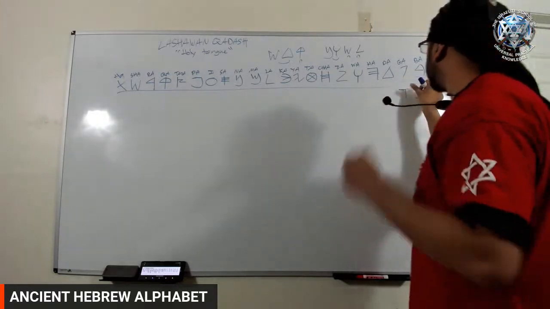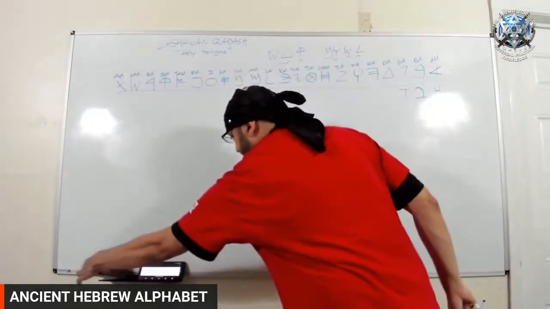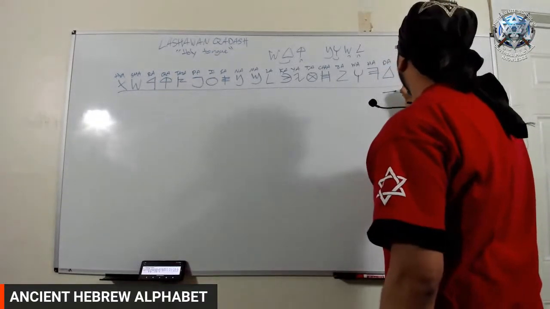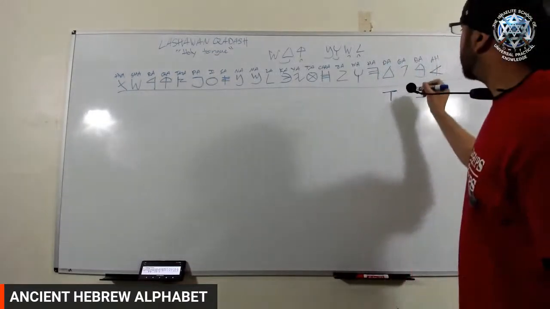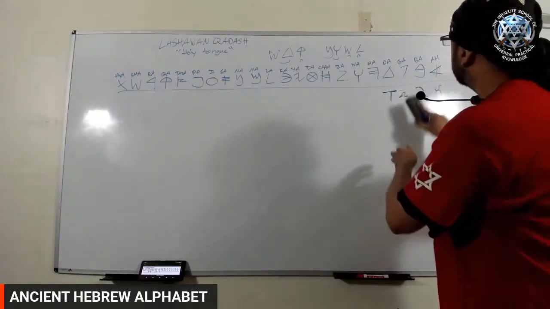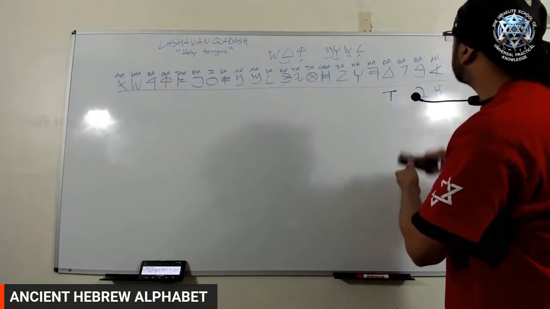Oh, I skipped one. That's the letter da right here. The letter ga looks like this. See if I can write that a little neater.